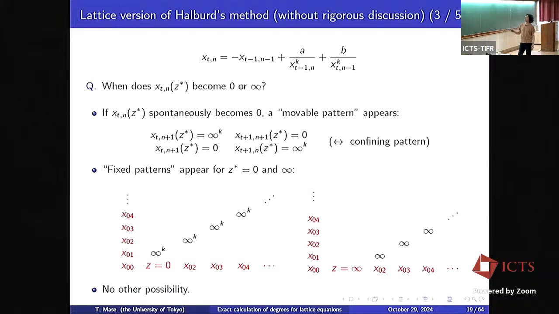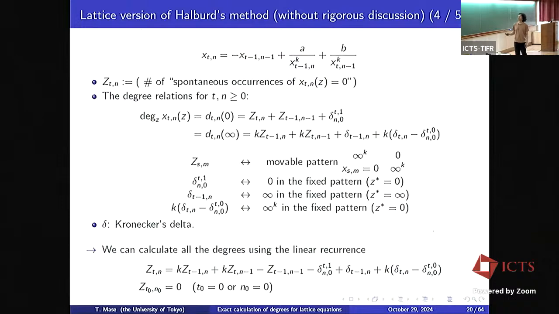So in this section, without rigorous discussion, wait for the next session if you're interested in the theoretical part. So only these possibilities. And ztn is the number of spontaneous occurrences of xtn equal to 0. Again, what is the definition? I'll answer that later. Now we have degree relations. This is the number of primitives of 0, and this is the number of primitives of infinity.